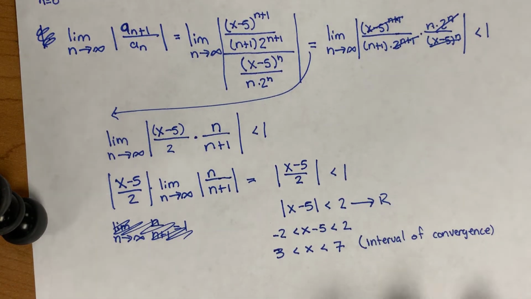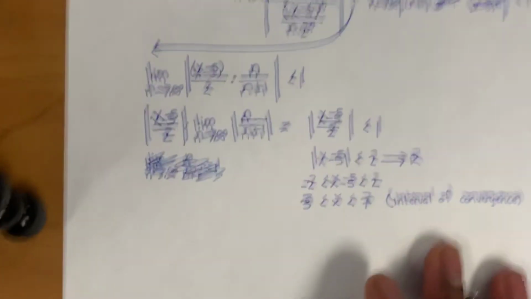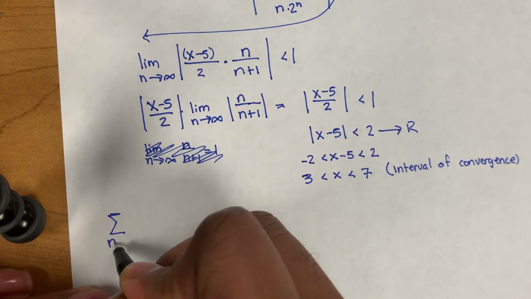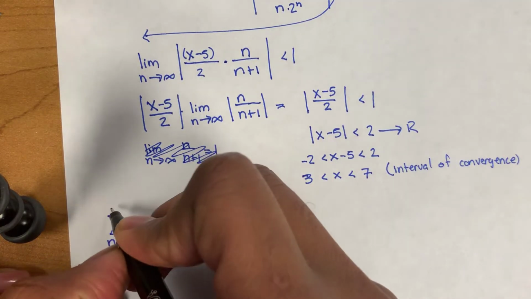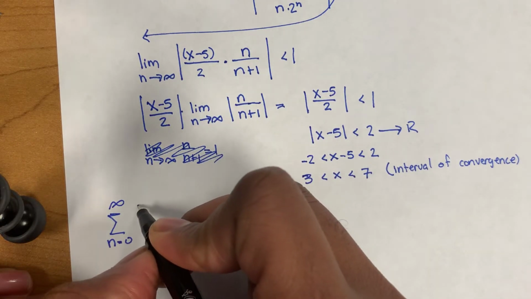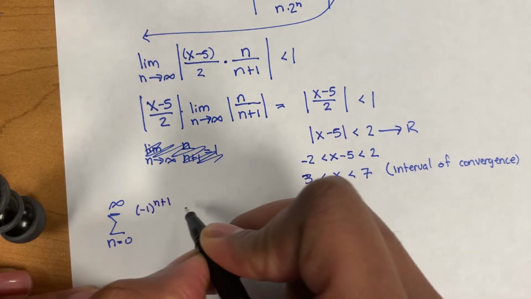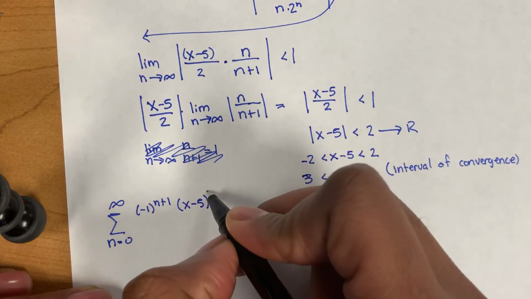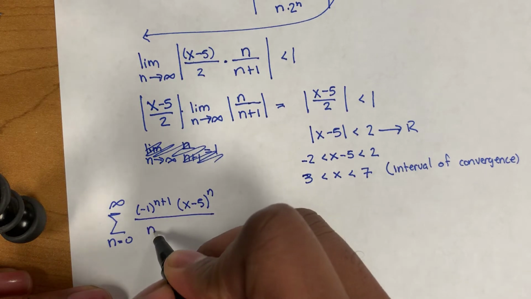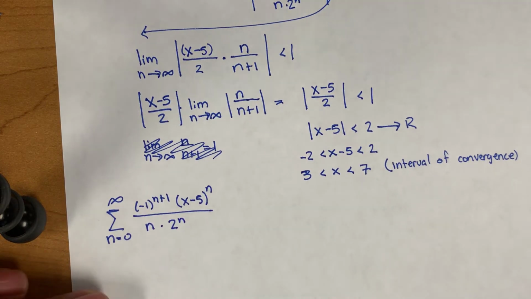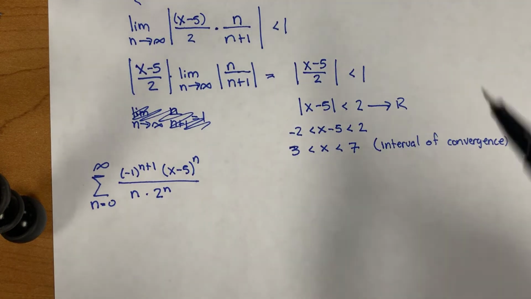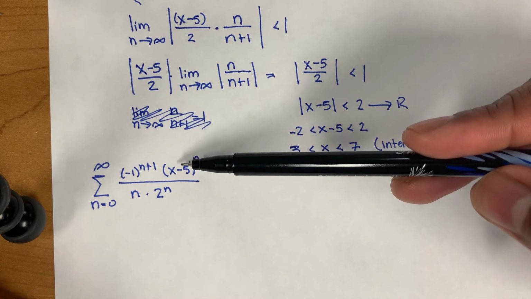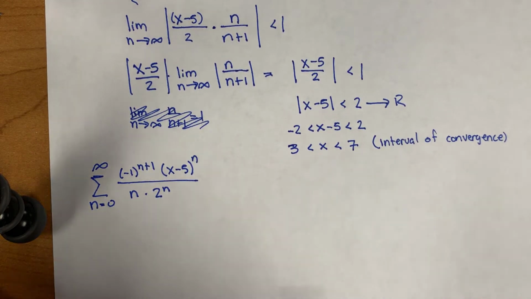So in the notes, we say that you should check the endpoints. So we're going to rewrite our sum down here. We have the sum from n equals 0 to infinity of (-1)^(n+1) times (x - 5)^n over n times 2^n. So we know for every value strictly between 3 and 7, this sum will converge. What we do need to check is the endpoints. So we're going to have two different cases.